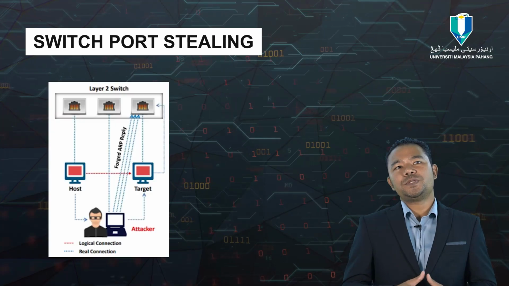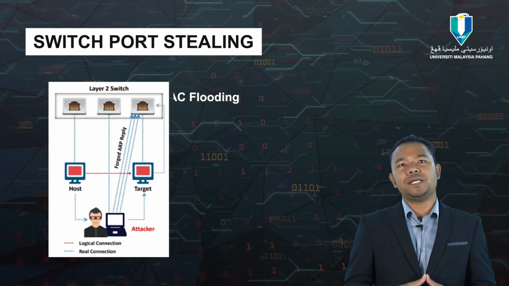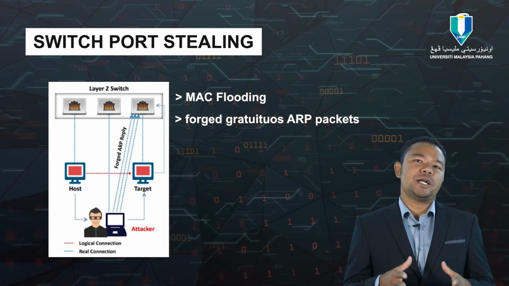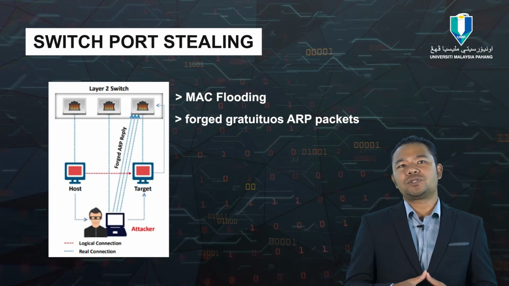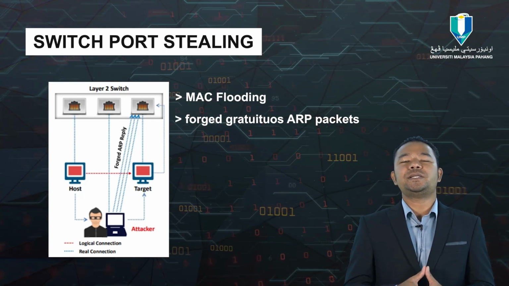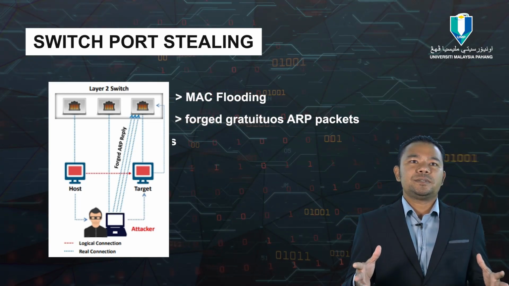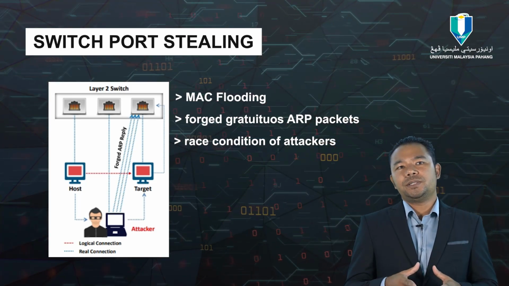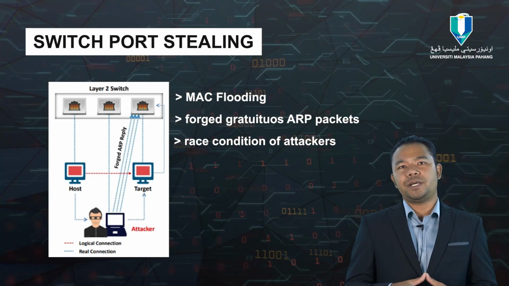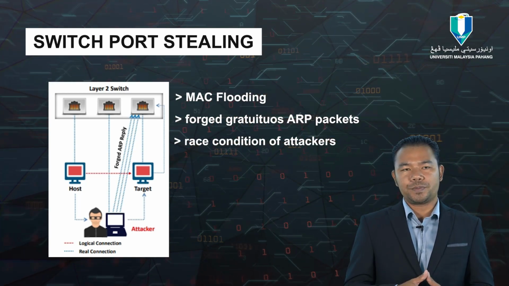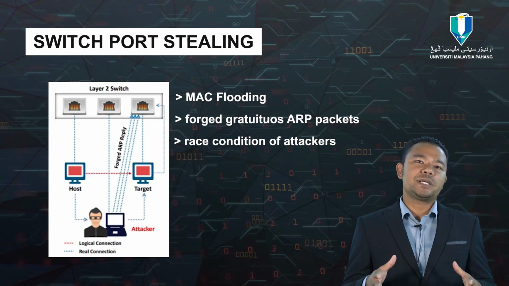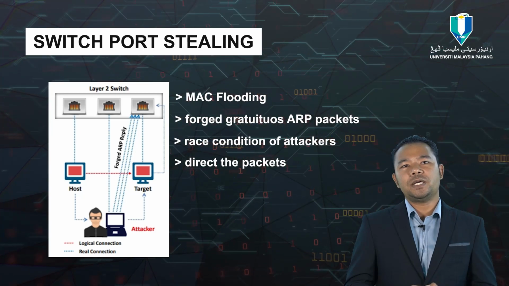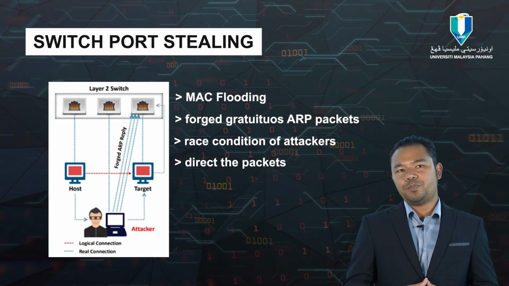Switch port stealing is a sniffing technique that uses MAC flooding to sniff the packets. The attacker floods the switch with false gratuitous ARP packets with the target MAC address as the source and his own MAC address as the destination. A race condition between the attacker's flood packets and the target host's packets occurs. Thus, the switch must constantly change its MAC address binding between the two different ports. In such a case, if the attacker is fast enough, he or she will be able to direct the packets intended for the target host toward his or her switch port.